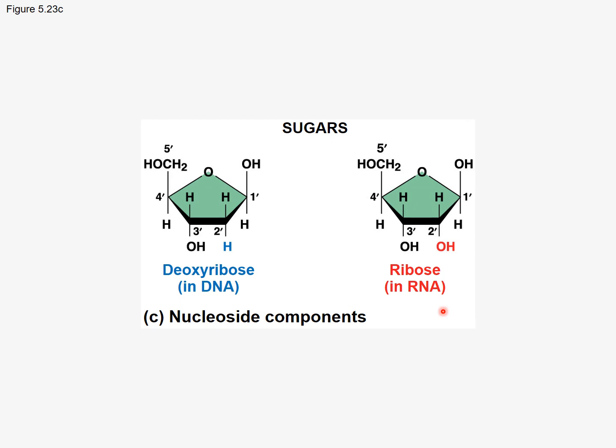Now, if we look at the sugars and the difference between deoxyribose in DNA and ribose in RNA, the sugars are almost exactly the same, except at the 2' or the number 2 carbon. In DNA, there's no oxygen there. It's just a hydrogen, or 2 hydrogens attached to that one. In RNA, there's a hydrogen and a hydroxyl group. So this is why DNA is called deoxyribose, right? It's missing that oxygen. And ribose is not called deoxyribose because it does have that oxygen right there.